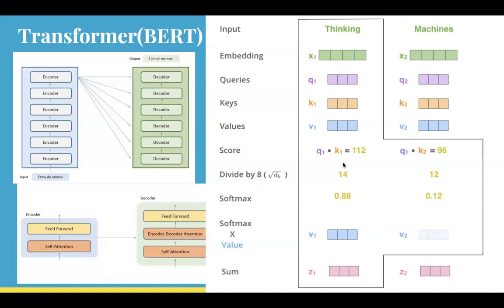The third and fourth steps are to divide the scores by the square root of the dimension of the key vectors, so we divide by the square root of the dimension of K1. Then we put this through softmax to normalize the scores and make sure they add up to 1. The softmax score determines how much each word will be expressed at this position. And then we come to the fifth step, which is multiplying each value vector by the softmax score.